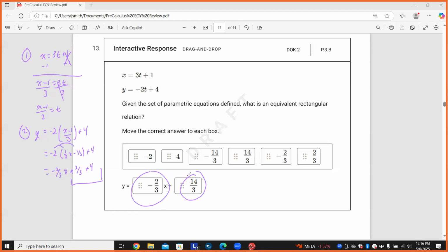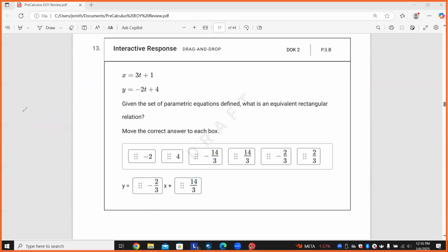Yeah. Any questions there? This is something you should know how to do. We did this in the last few lessons on the parametric equations. All right. You were literally tested on it on the last test, I think, or two tests ago.